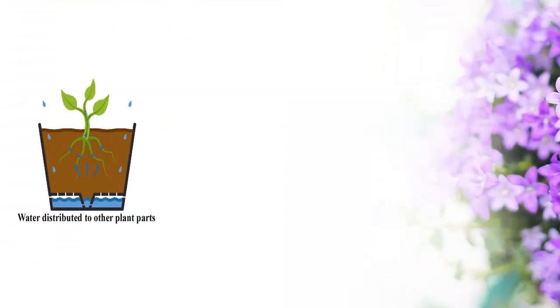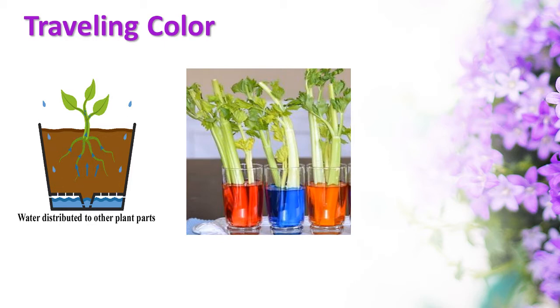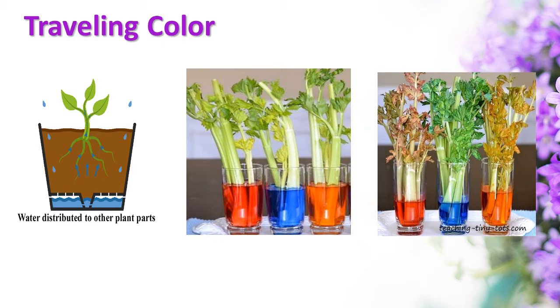You've learned that the roots of the plant absorb water and minerals from the soil. So how does the plant use the water? Let's discover in this traveling color activity. Here first we have different pictures, right? It shows the different parts of the plant system.